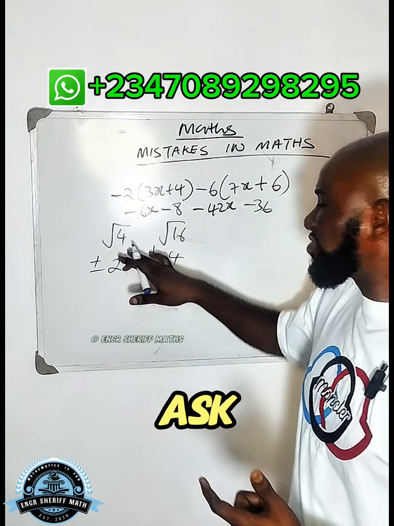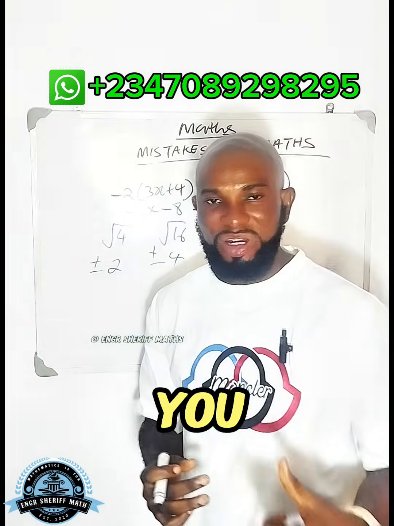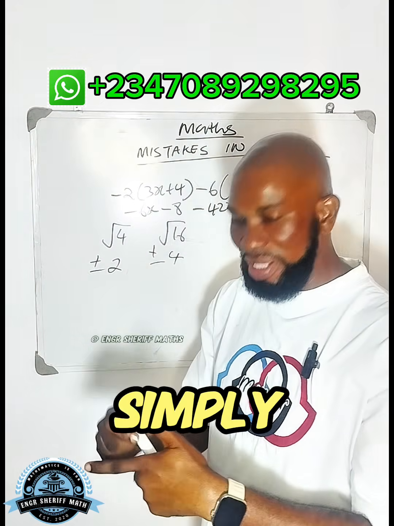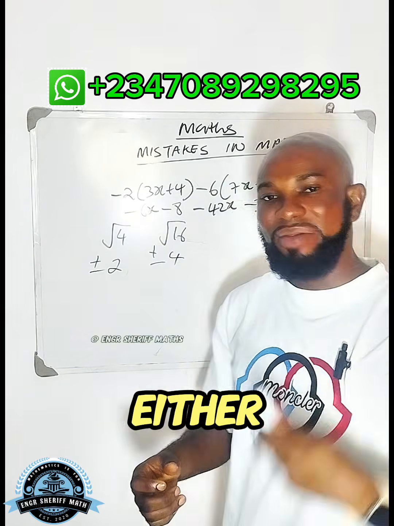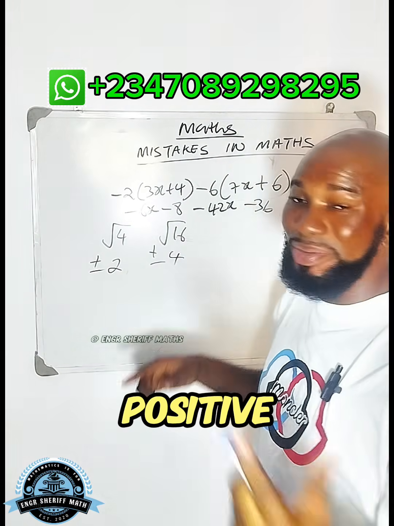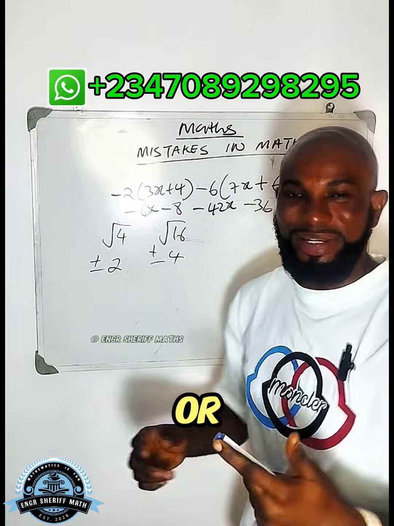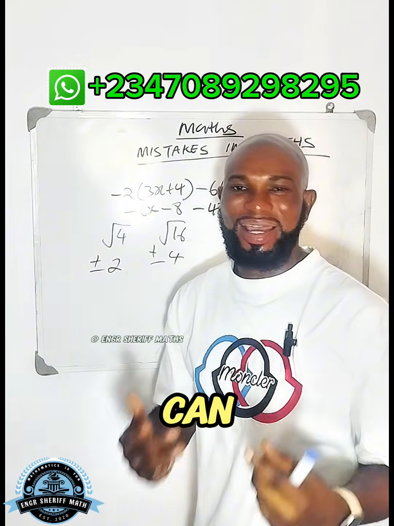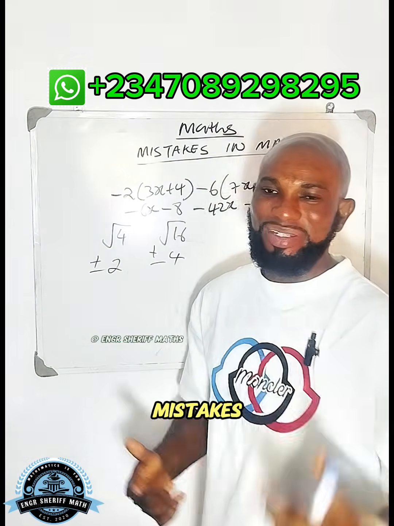Because when you ask for the square root of 4, that simply means numbers that, when you multiply them, give me 4. And that's not only 2. It's going to be either positive 2 or negative 2. Likewise, the square root of 16 can be positive 4 or negative 4. So keep these concepts in mind so as not to make mistakes in mathematics.